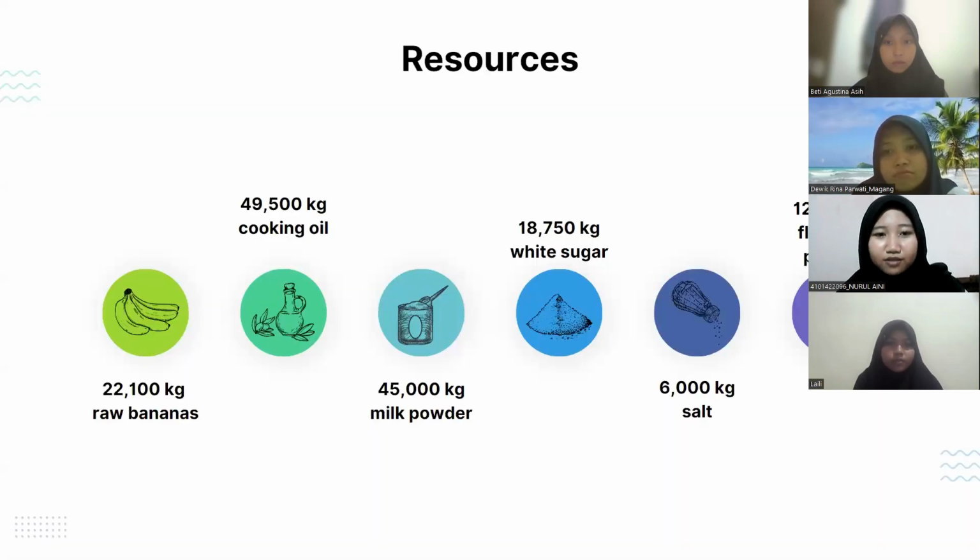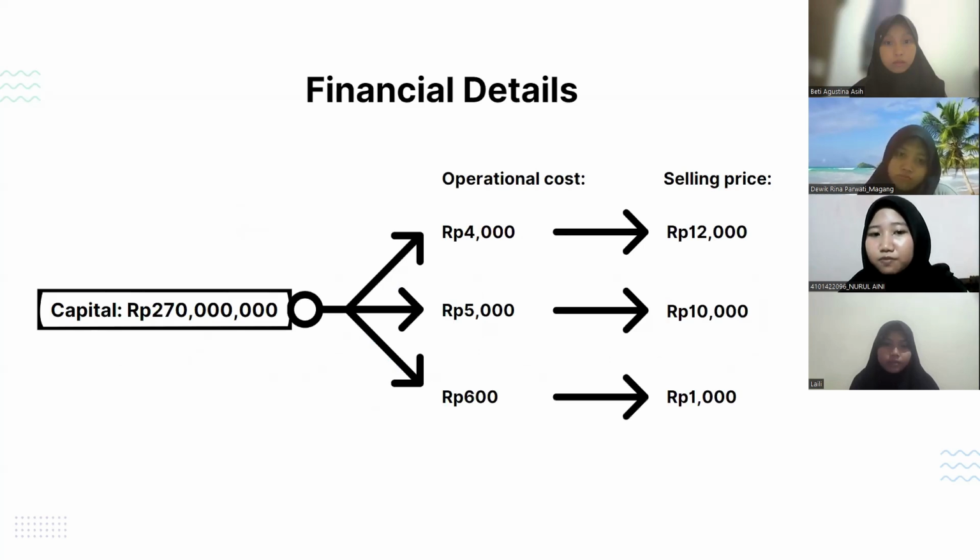Next, we have less than 20,100 kilograms of raw bananas, 49,100 kilograms of cooking oil, 45,000 kilograms of milk powder, 18,750 kilograms of white sugar, 6,000 kilograms of salt, and 12 kilograms of flavoring powder. The original flavor, which is salty, has a net weight of 120 grams. The spicy flavor is 130 grams, and the balado flavor is 18 grams.